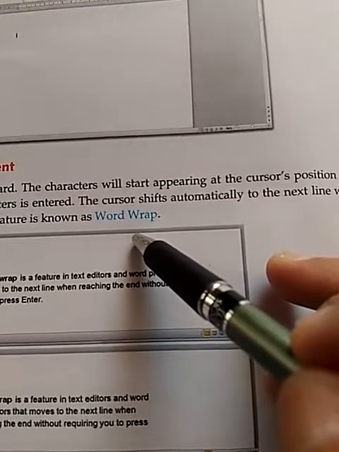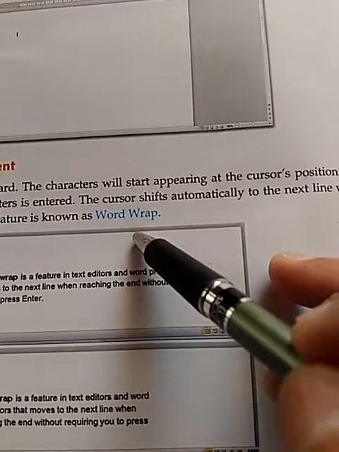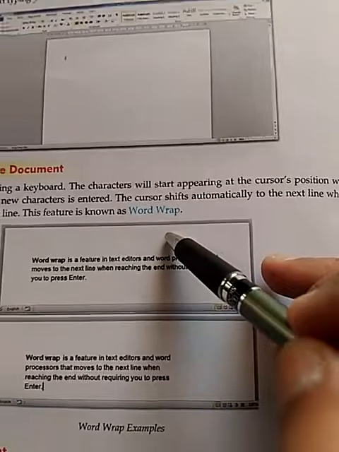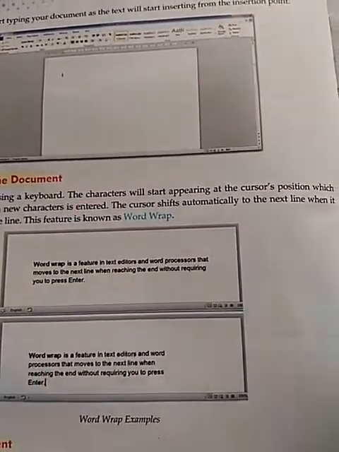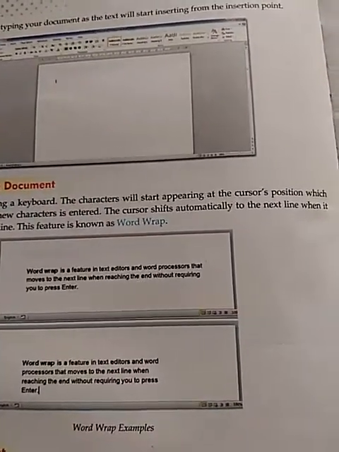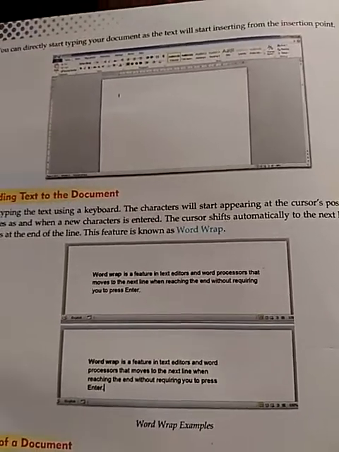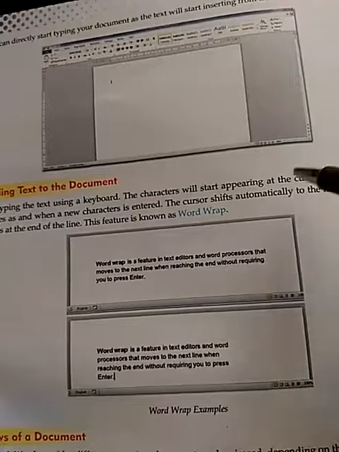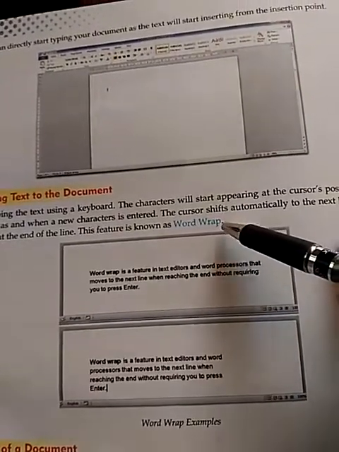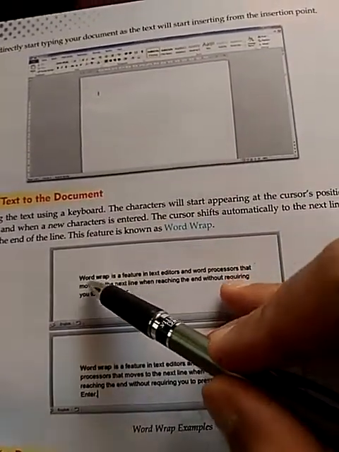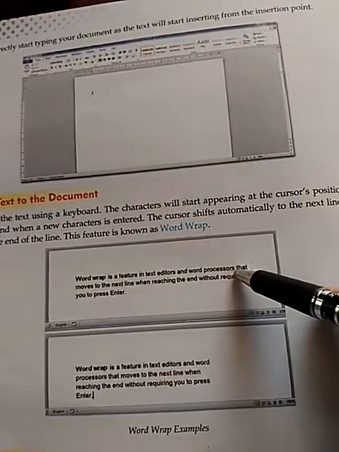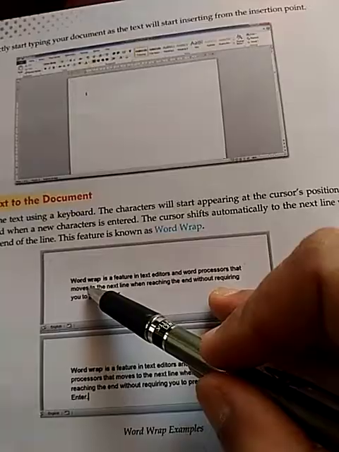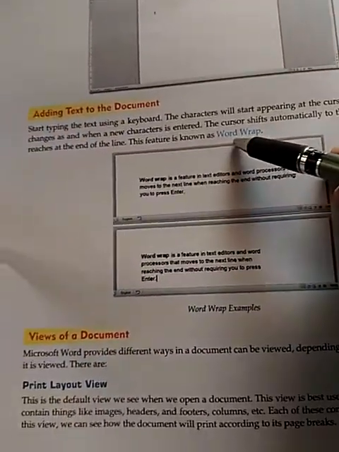Remember this, it is a very important question that is asked in the exam. What is the feature of word wrap? The word wrap feature is that the cursor shifts automatically to the next line when it reaches the end of the line. This feature is known as word wrap, meaning as soon as you complete one line after typing the text over here, the cursor will automatically move to the next line.